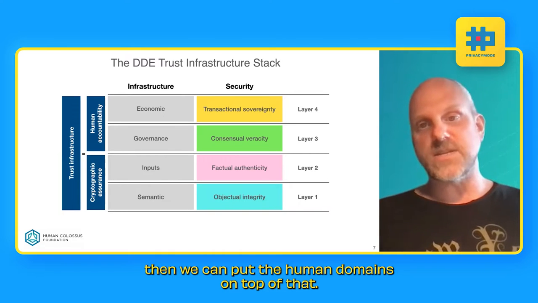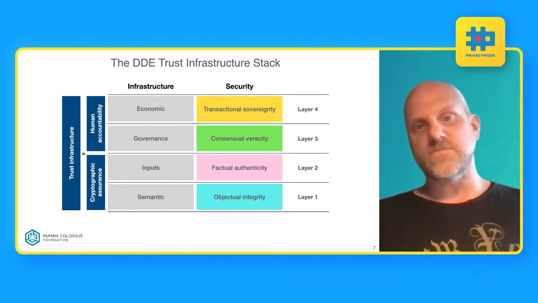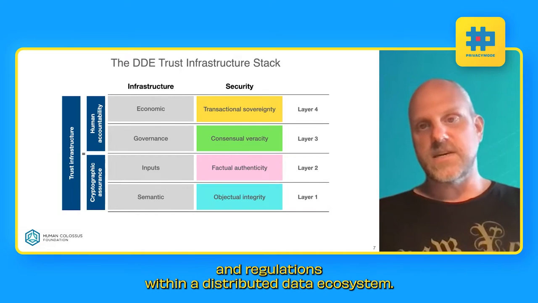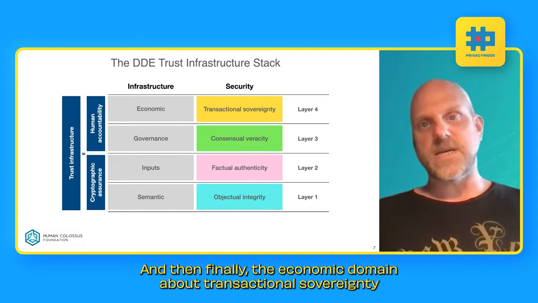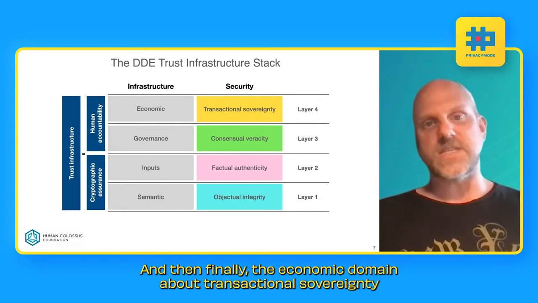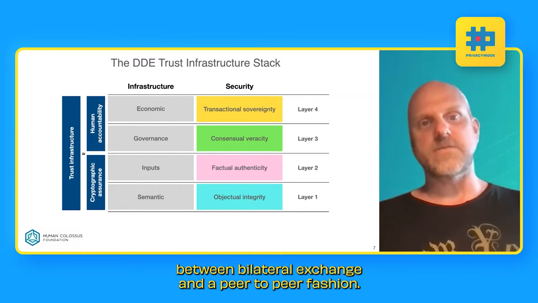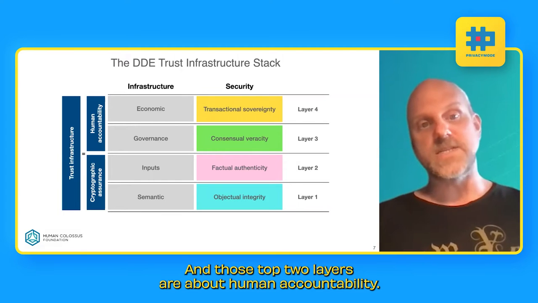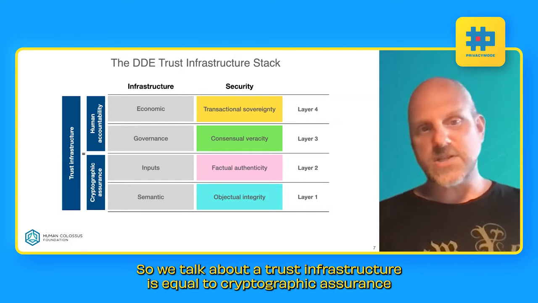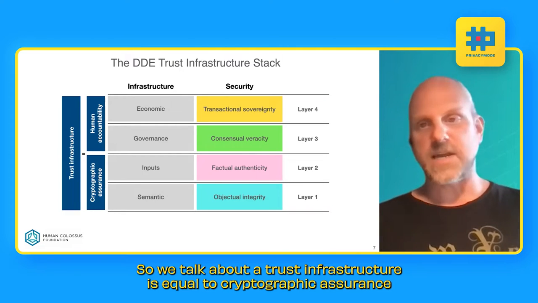So you've got the governance domain at layer three, which is, as I say, the policy and notice and the rules and regulations within a distributed data ecosystem. And then finally, the economic domain about transactional sovereignty between bilateral exchange in a peer-to-peer fashion. And those top two layers are about human accountability. So we talk about a trust infrastructure being equal to cryptographic assurance plus human accountability.